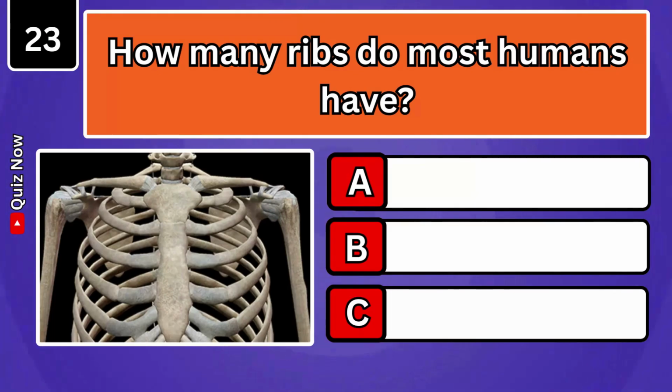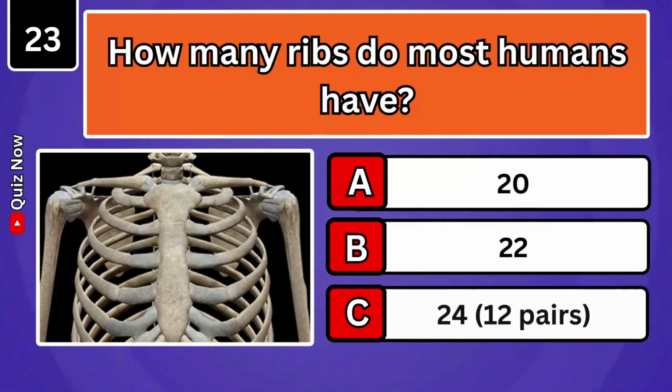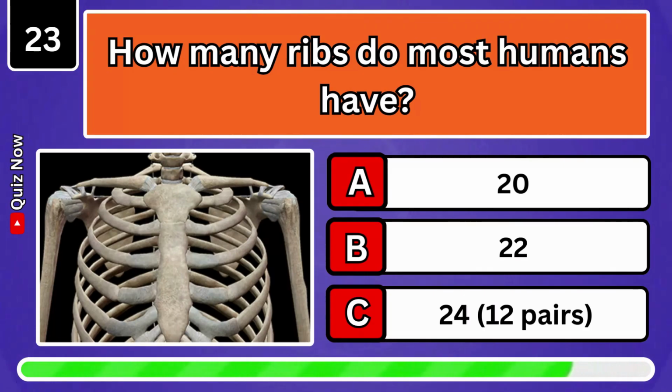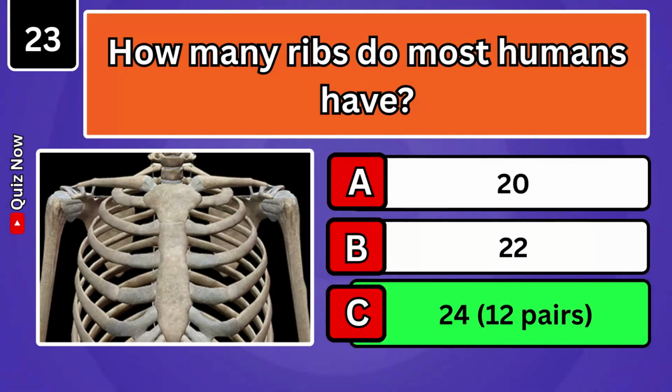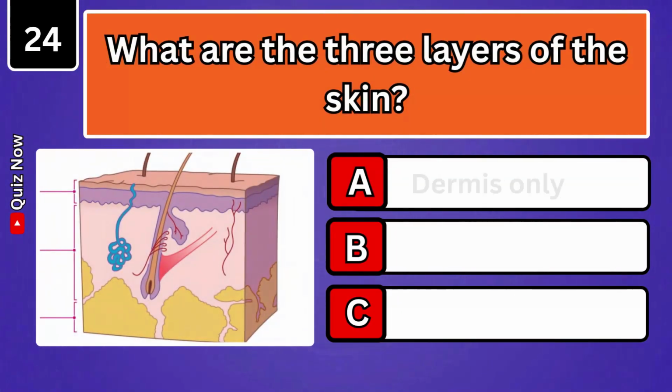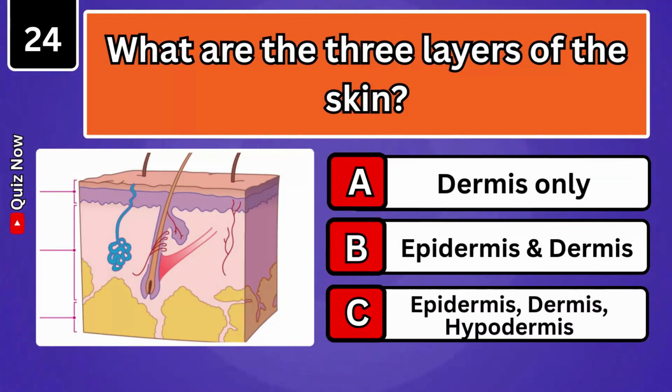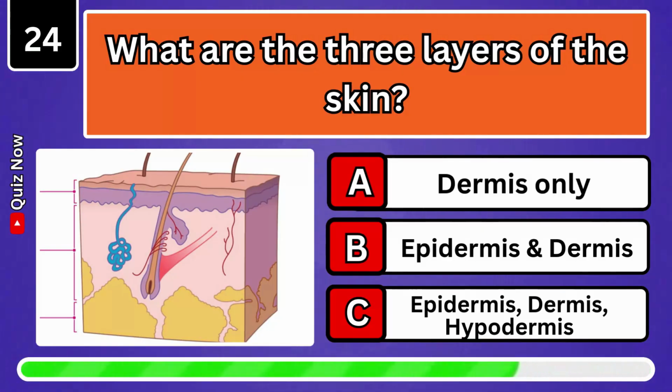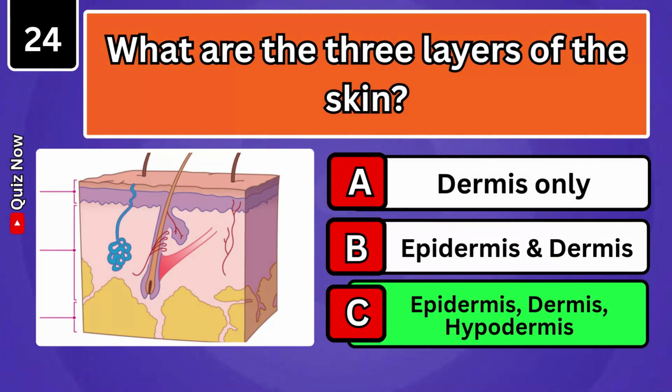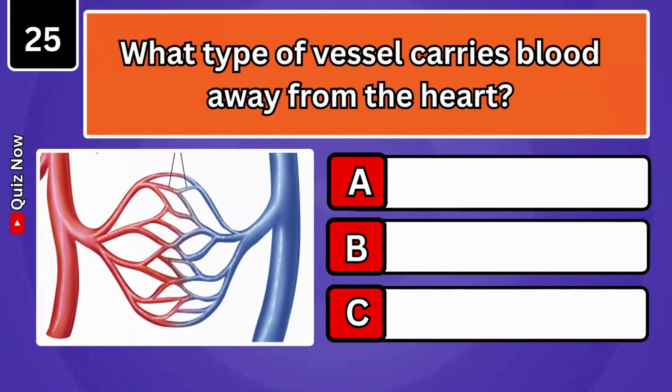How many ribs do most humans have? 24. What are the 3 layers of the skin? Epidermis, dermis, hypodermis. What type of vessel carries blood away from the heart?